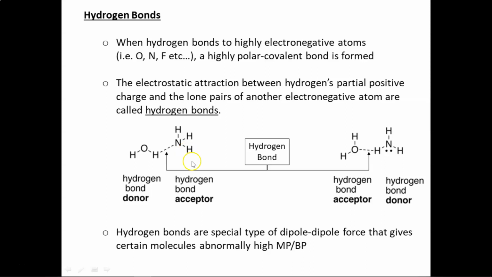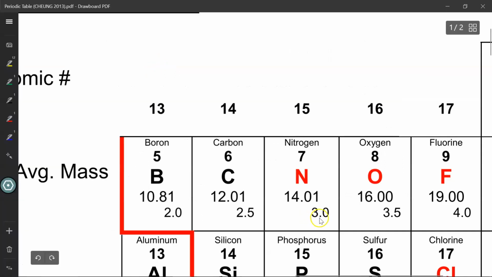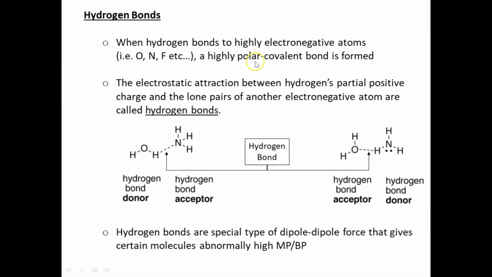So, as we saw in that video clip, when hydrogen is attached to a highly electronegative atom, such as oxygen, nitrogen, or fluorine, as you can see, those elements are very electronegative with high EN values of 3.0, 3.5, and 4.0, you end up with a highly polar covalent bond being formed. This results in very large dipole moments, and so you'll have a partial negative end of the molecule, a partial positive end of the molecule, and they will be attracted to each other.